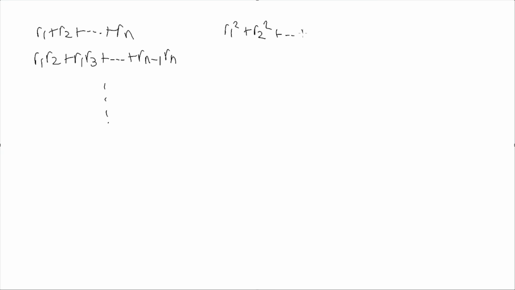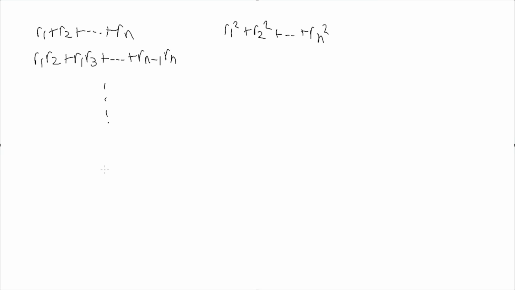Now let's talk about some ways we can manipulate these symmetric sums. So Vieta's formulas allow us to compute r1 plus r2 plus all the way to plus rn, and also r1r2 plus r1r3 plus all the way to plus r(n-1)rn, and so on and so forth. But what if we want to compute something like r1 squared plus r2 squared plus all the way to plus rn squared? This is not in our list over here.